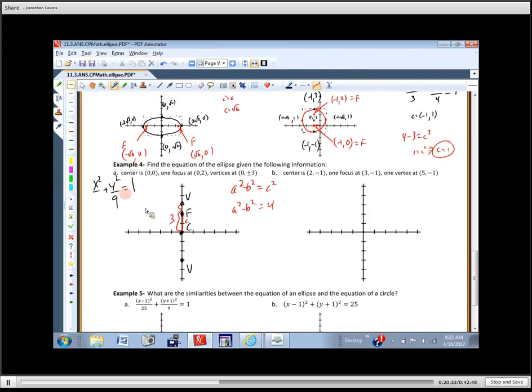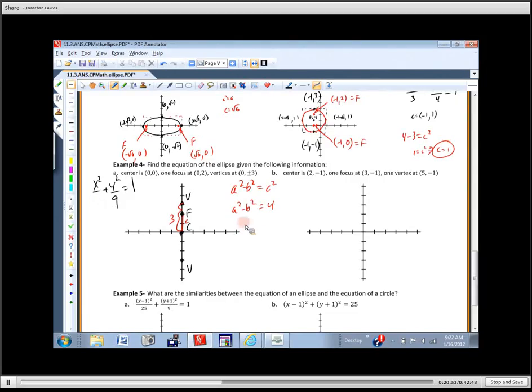From the center to a vertex is 3 units. That's in the Y direction. Square 3, that's 9. It's got to go underneath the Y. So we filled all this in without even doing any math, just thinking. Okay? Now, how do you figure out what B is, Emily? Well, it's 5 because 4.